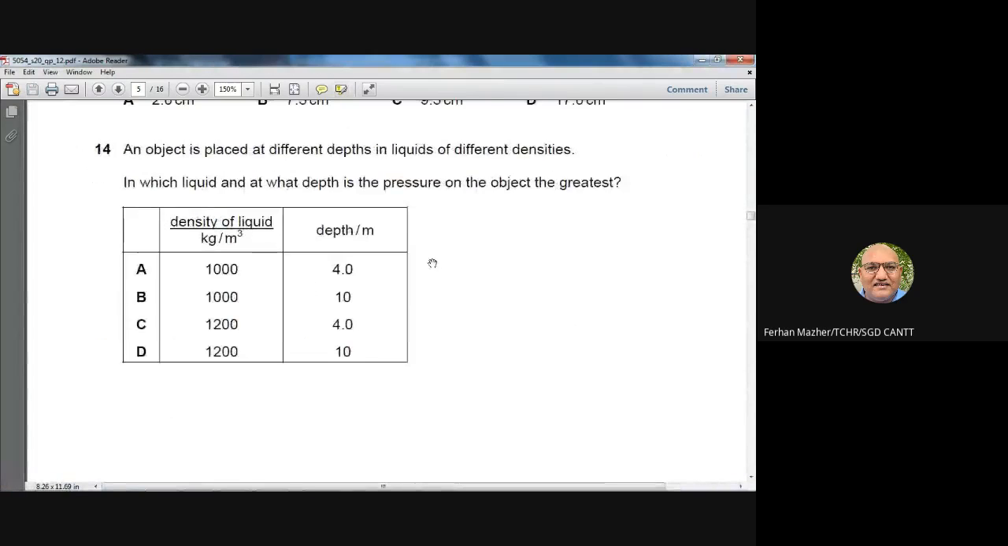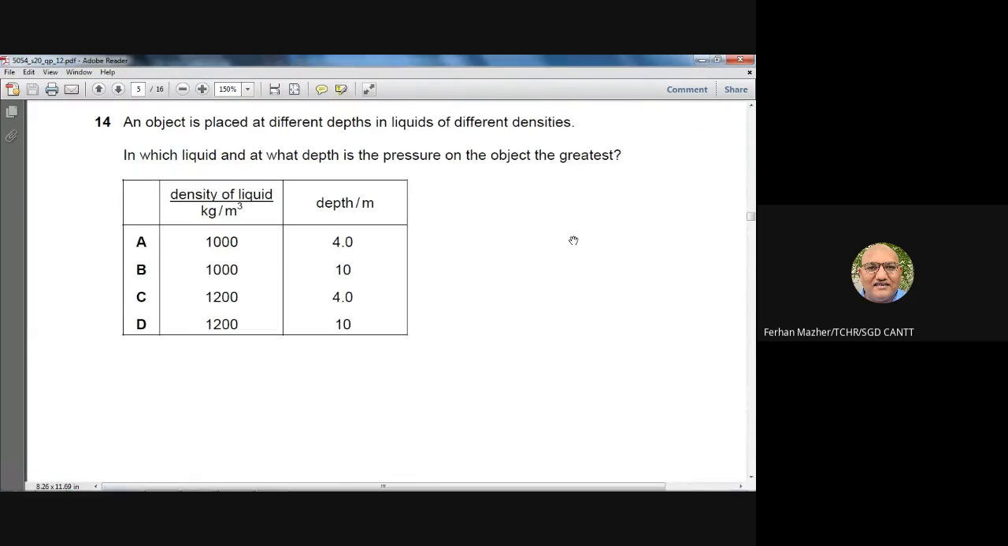Okay, the next question on your screen. An object is placed at different depths in liquids of different densities. In which liquid and at what depth is the pressure on the object the greatest? You know, the pressure under a liquid, we can find using the hydrostatic pressure formula: pressure is equal to rho g h. Rho means density of the liquid, g means the gravitational field strength, and h means the depth of the liquid above that point.